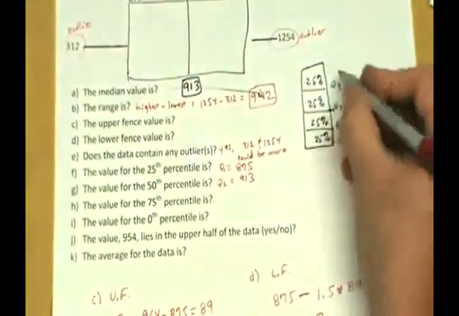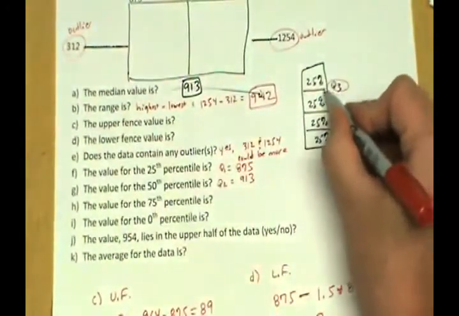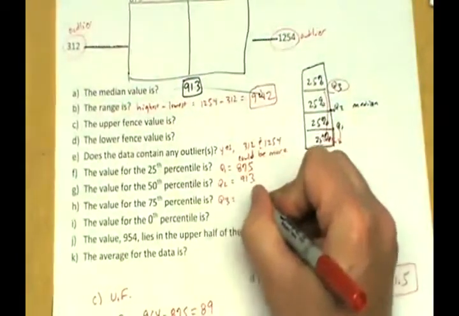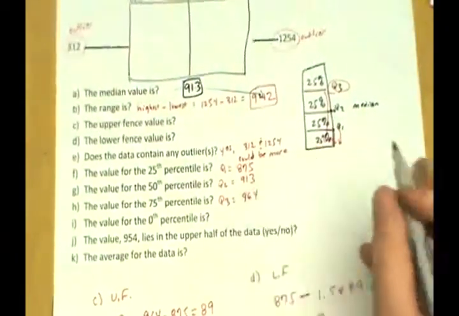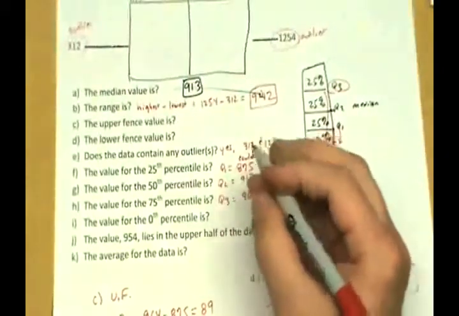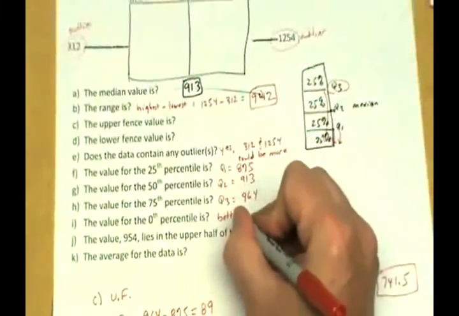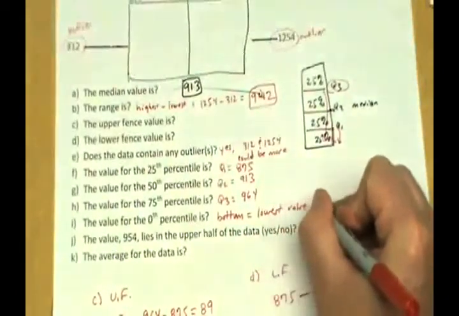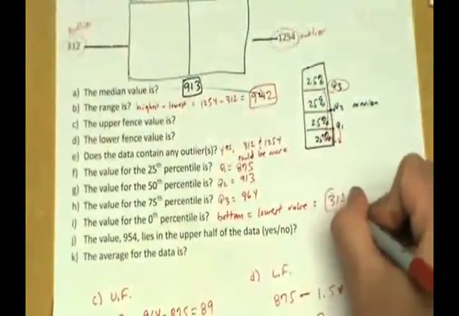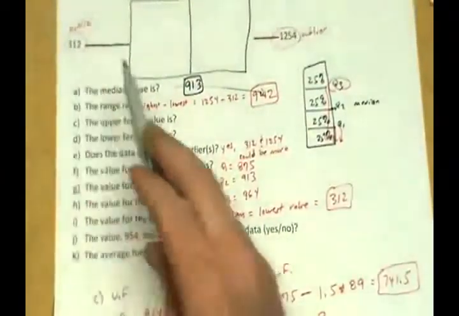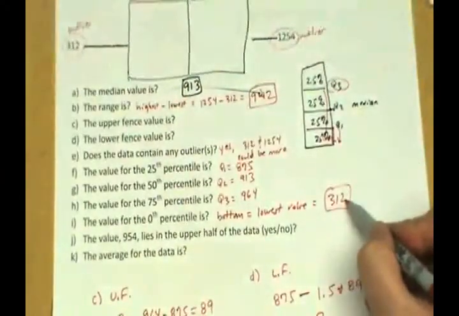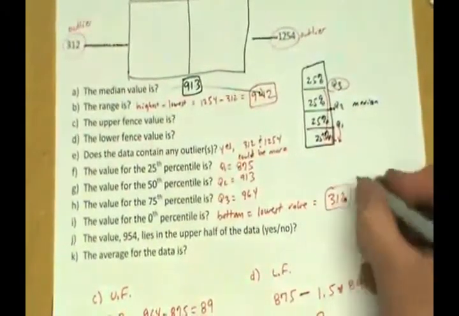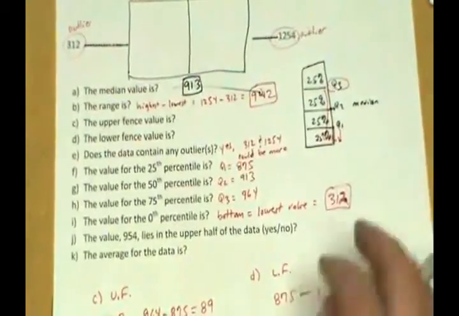The 75th percentile, if we go over here, Q3, 75% are below. So that would be the 75th percentile. And zero, that means 0% are below you. That means you're at the bottom. And that would be the lowest value in the list. And of course, that is the first number in the box and whisker plot, 312. So that would be at the 0th percentile. You're at the bottom, and if you're at the bottom, nobody's below you, so you're at the 0th percentile. So that'd be 312.